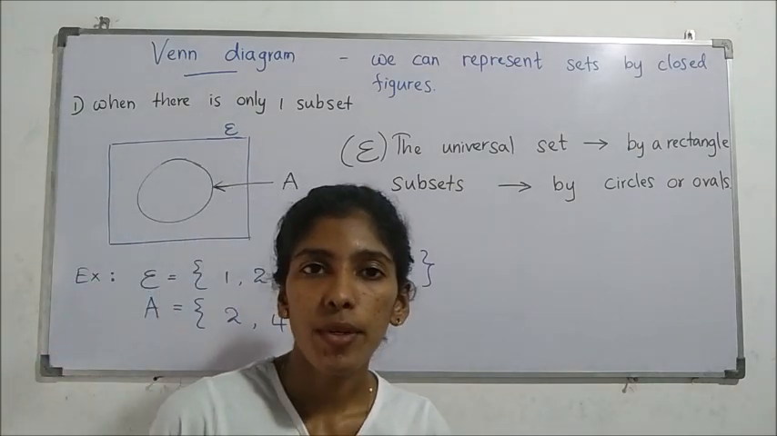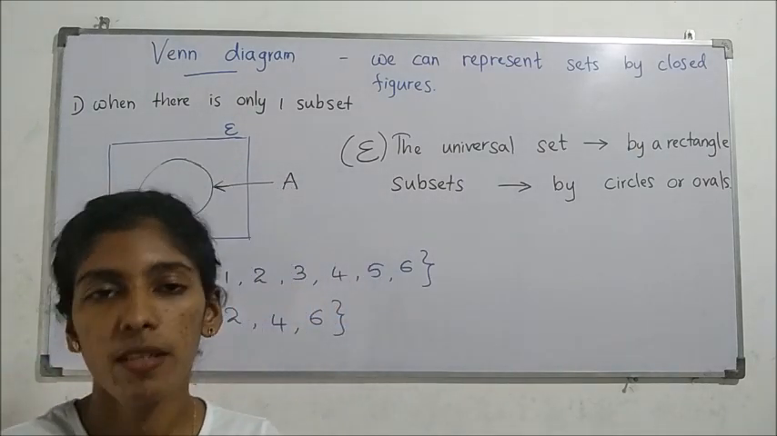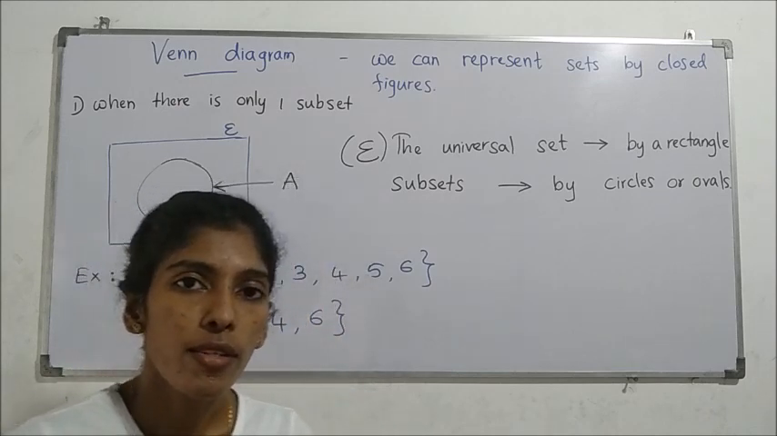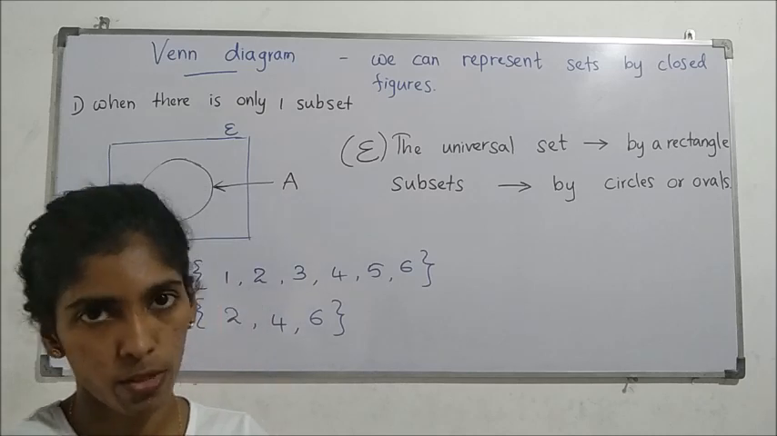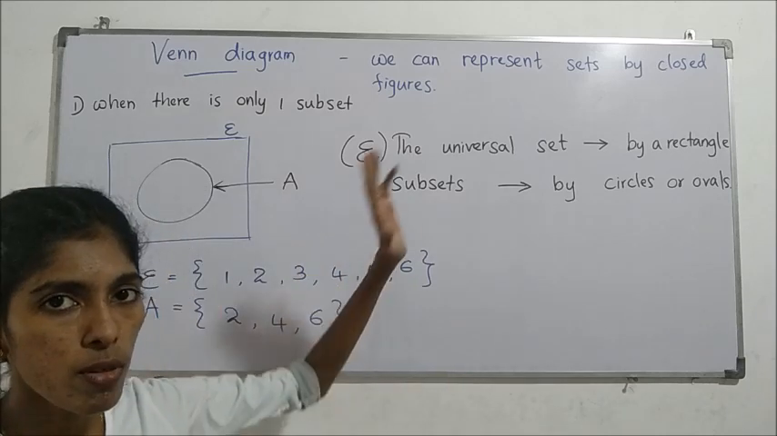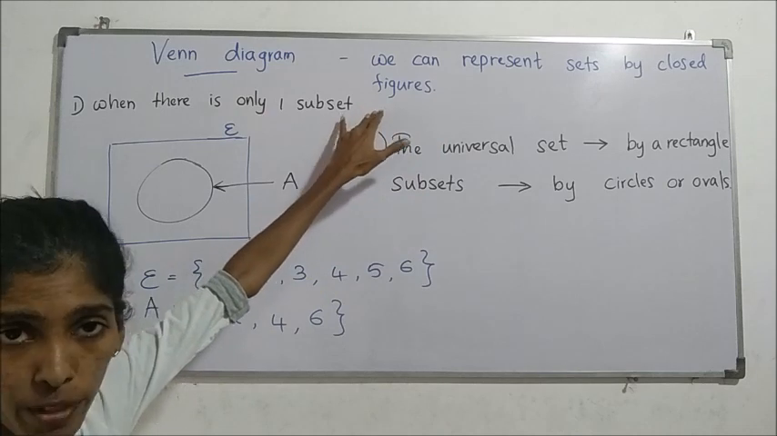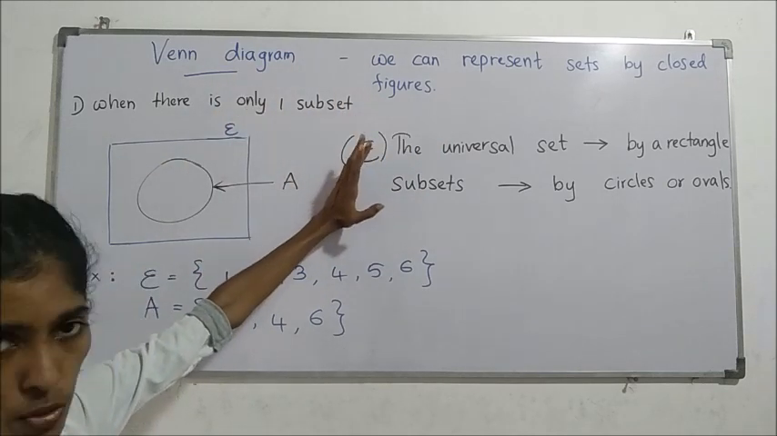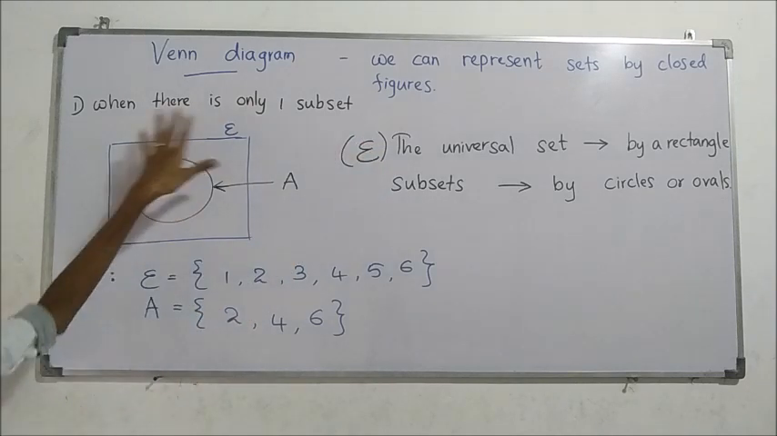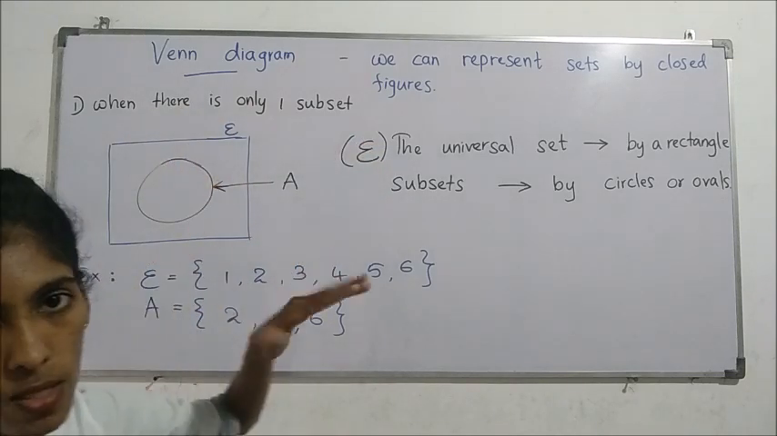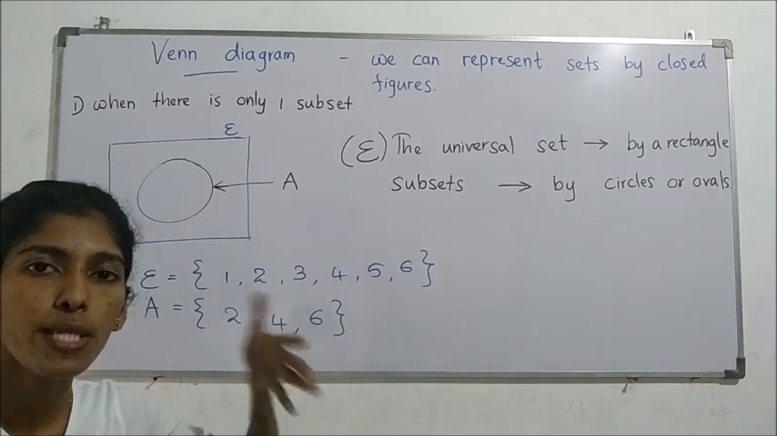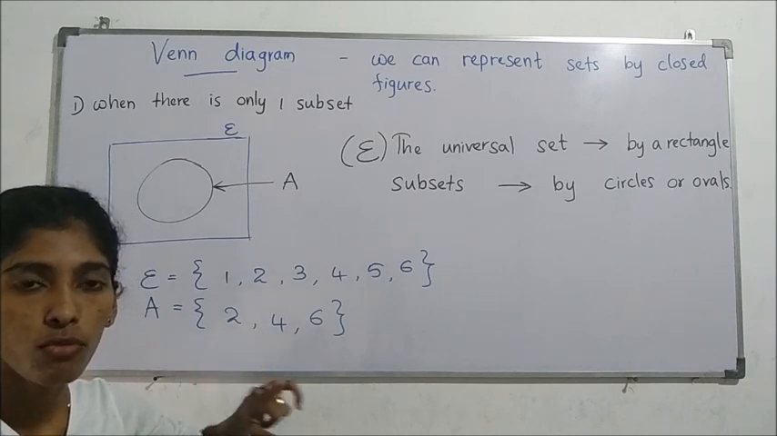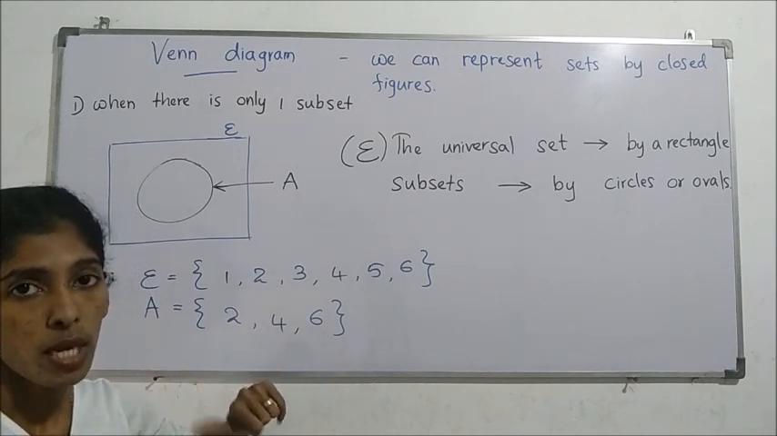Okay children, now we will learn about Venn diagrams. You have learnt about Venn diagrams already, but here we are going to learn more. Here I have given you a small definition also. In Venn diagrams we can represent sets by closed figures. Every time we should use closed figures: rectangles, circles, ovals. Remember, closed figures should be used to represent sets in a Venn diagram.